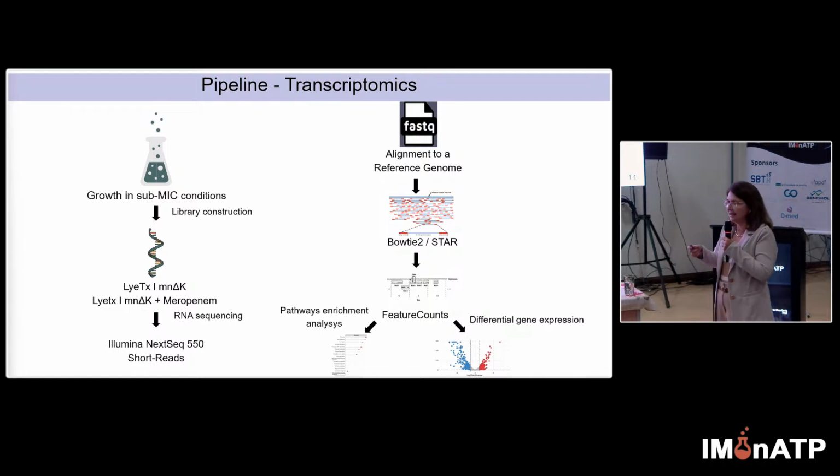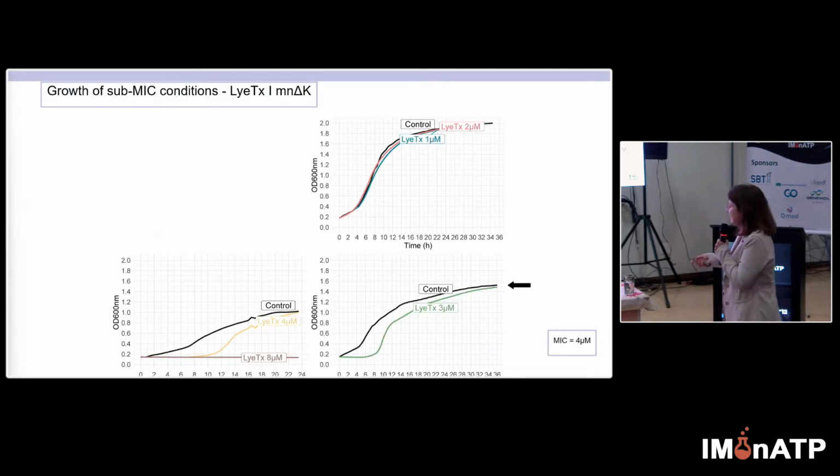And we tried to look for the concentrations to use with the peptide and with the peptide and meropenem. And after that, we got the RNA, we did the libraries, and we sequenced for each condition. We had to sequence three samples, which is very important. We always have to have triplicates from the samples. And here, we decided the concentrations to use.